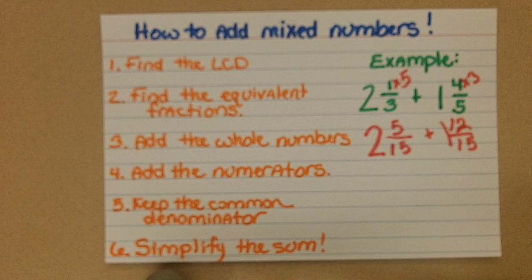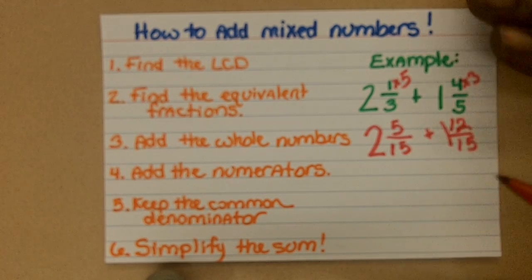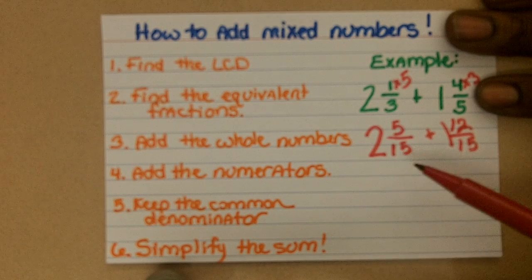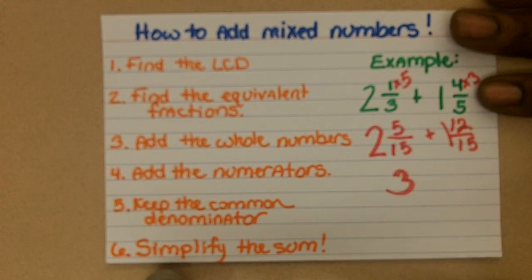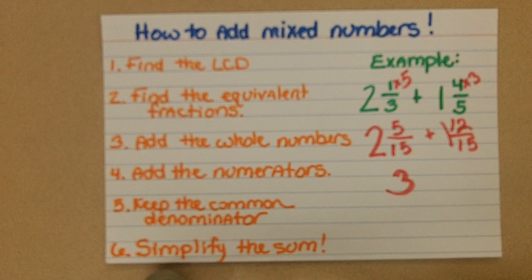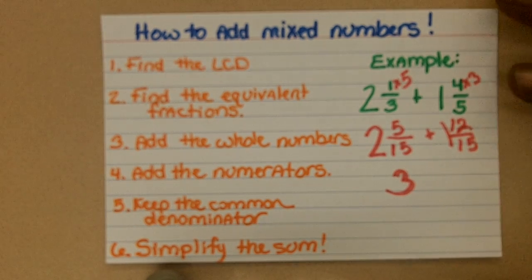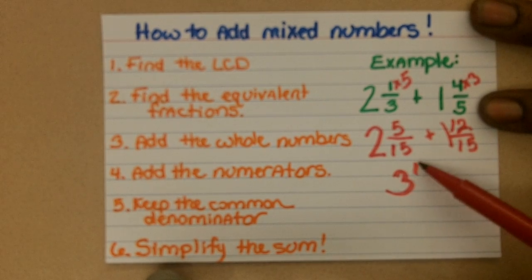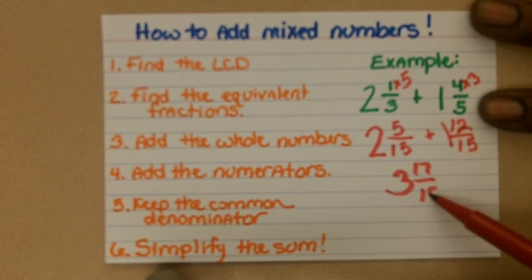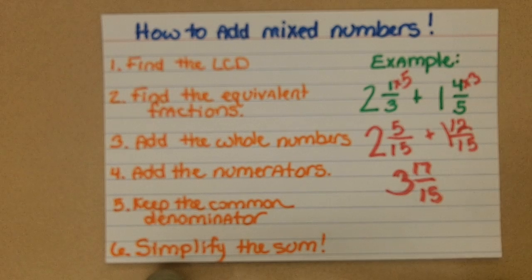All right, now step 3, skip step 3. Step 3 says to add the whole numbers. 2 plus 1 is 3. Step 4, add the numerators. 5 plus 12, 17. And then, of course, we keep that common denominator like step 5 says.